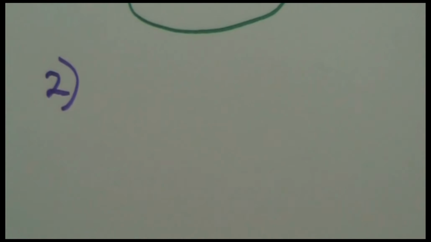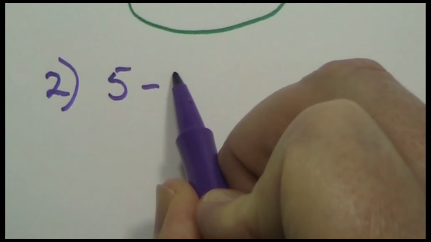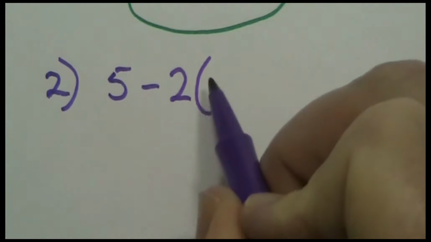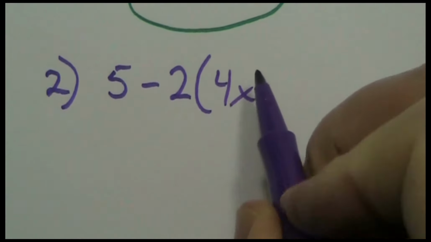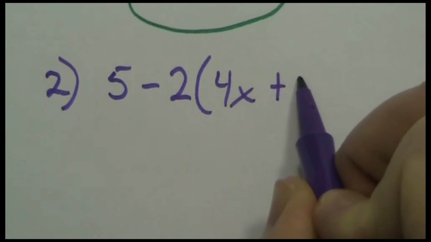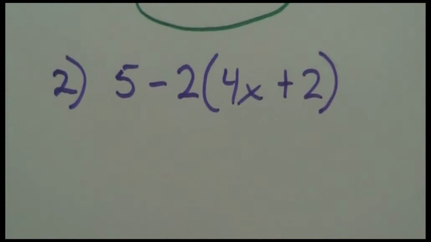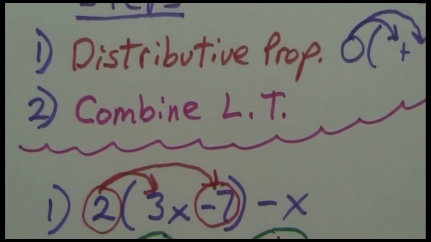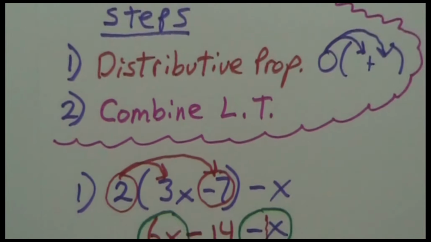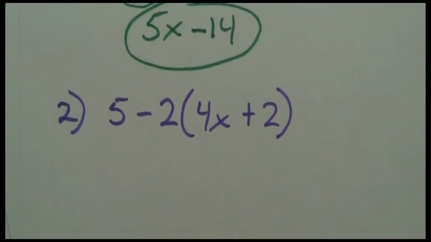Okay, our second problem, example. 5 minus 2 times 4x plus 2. Okay, remember our first step is distributive property. That's our first step. So do that first. Don't subtract. Do distributive property.